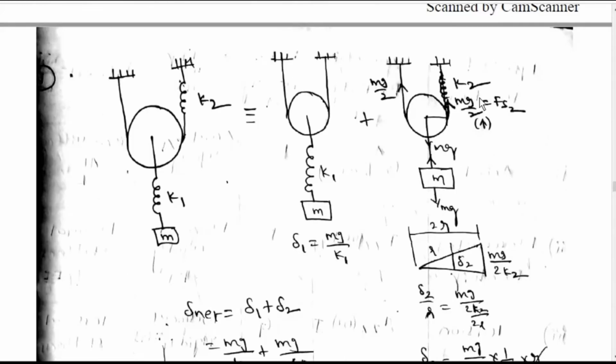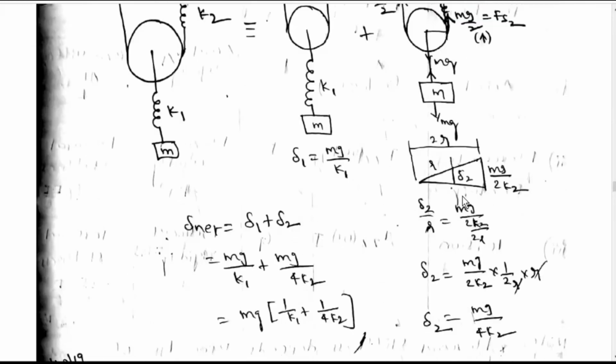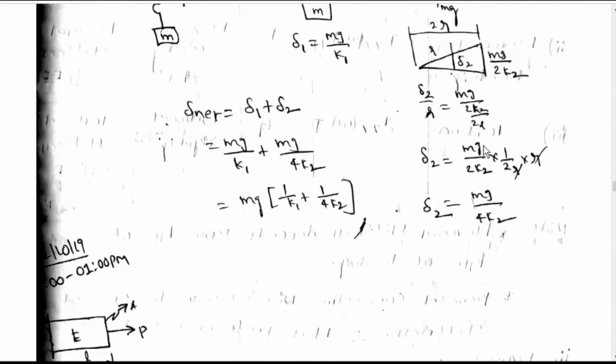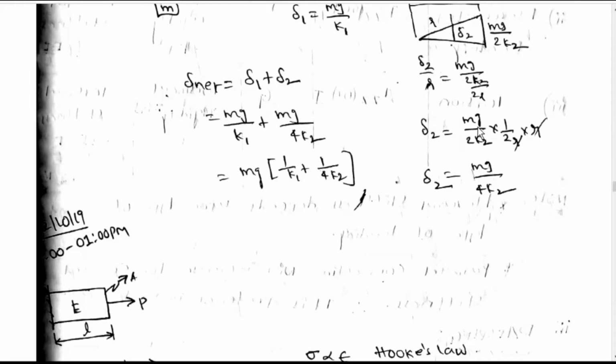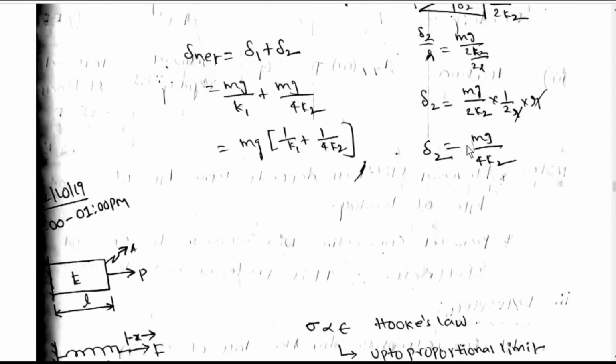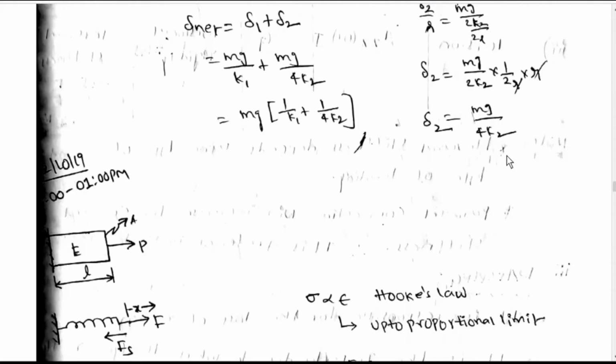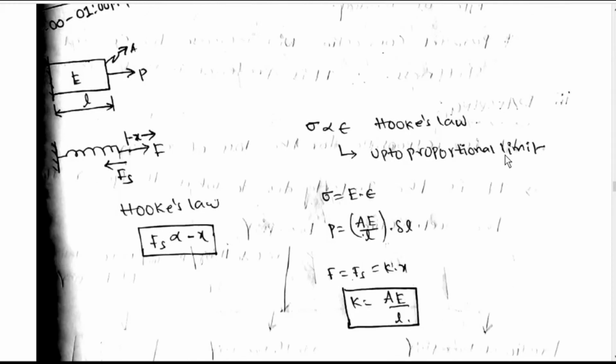Now delta 2, with k2 at distance r: delta 2 by r is equal to mg by 2k2 into 2r... delta 2 is equal to mg by 2k2 into 1 by 2r into r. So delta 2 is equal to mg by 4k2.